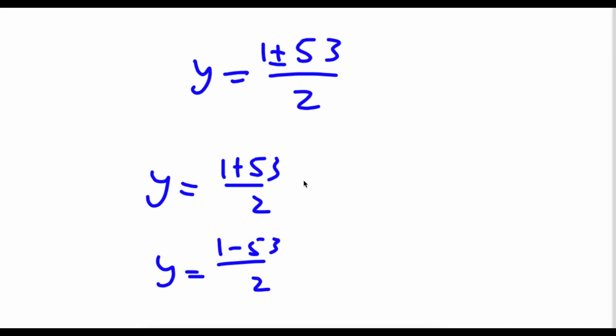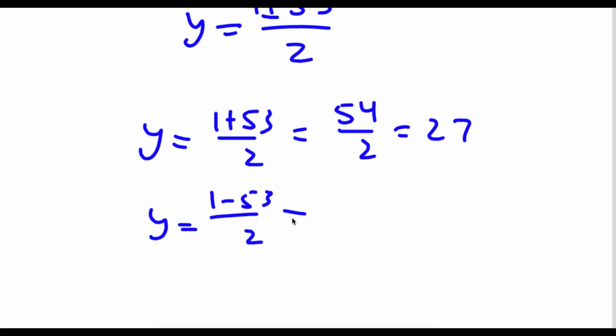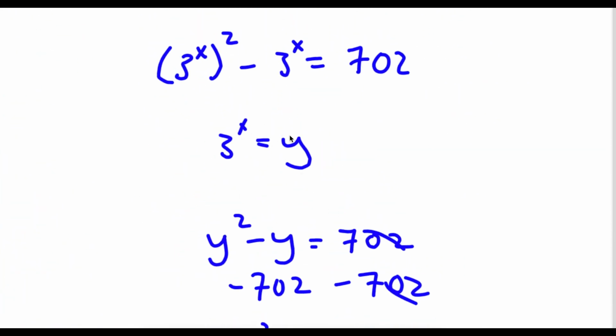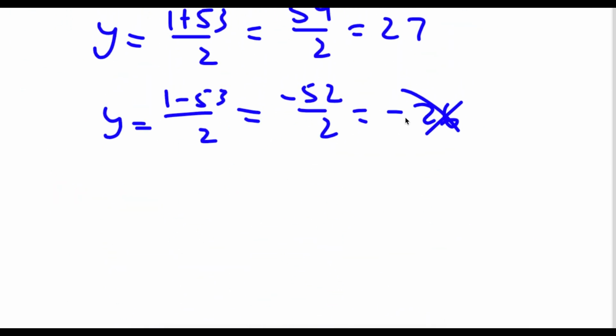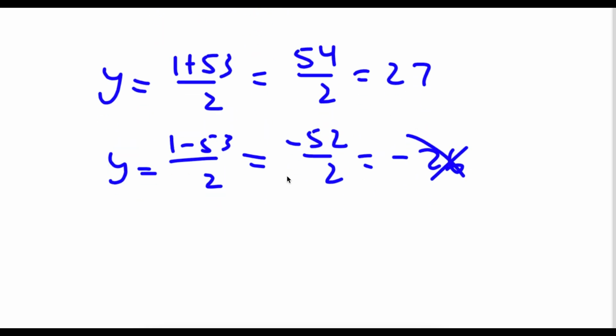So for y equals 1 plus 53 over 2, 1 plus 53 is 54. So I have 54 over 2, which is equal to 27. And for 1 minus 53 over 2, 1 minus 53 is negative 52 over 2, which is equal to negative 26. And this is rejected because we set y equal to 3 to the power of x, and you can't raise a positive number to a power and make it negative. So that's why negative 26 is rejected. So our only value of y is 27.